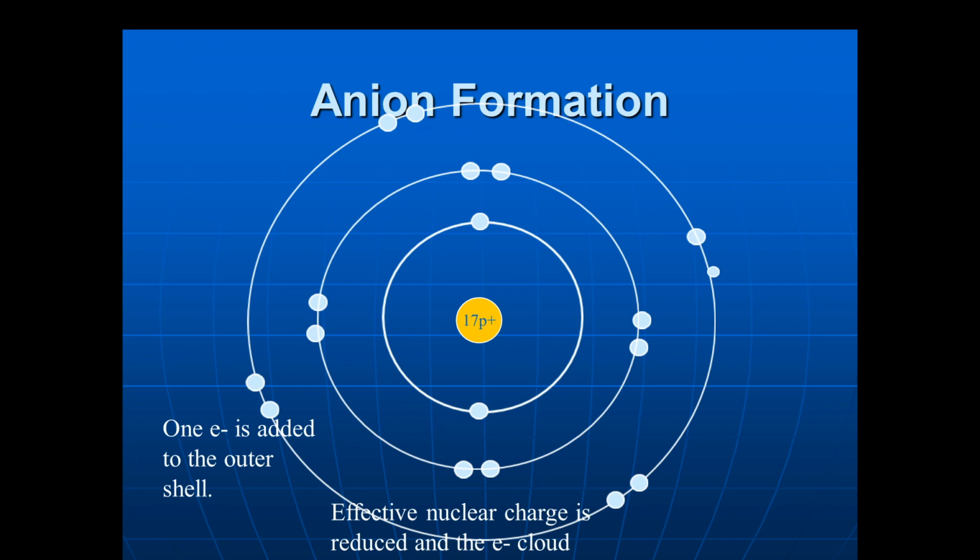So you can say now that anions are always bigger than the corresponding atoms, and cations are smaller than the corresponding atoms. Thank you.